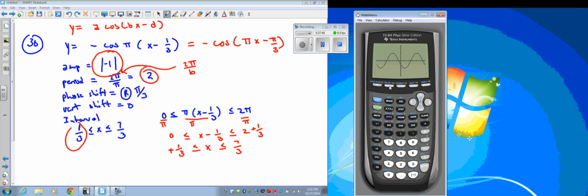Is my window set up? I have to think about this. Choose your x max. Oh, this is a negative. Yeah, that's the minimum, but this max is 3 because 7/3 is 2 and 1/3.